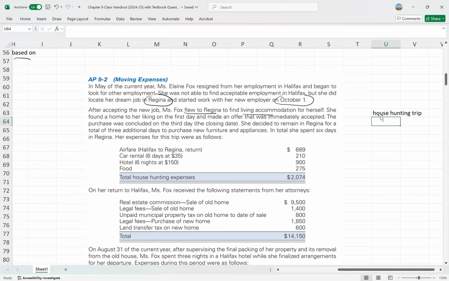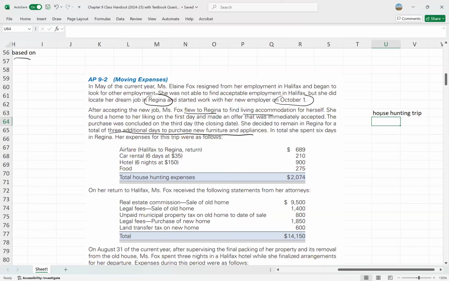So house hunting trips are not deductible unless she confirms a new residence. Then the days after would qualify, just the meals and lodging. So let's see what happens. On the first day, she made an offer. It was immediately accepted, and basically everything was confirmed by the third day. And she remained in Regina for an additional 3 days to buy furniture and appliances. So she spent a total of 6 days in Regina.